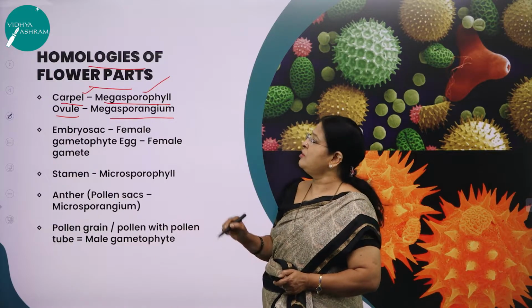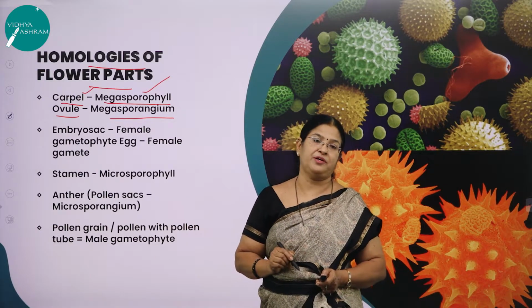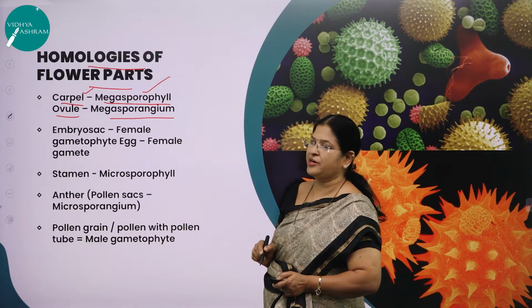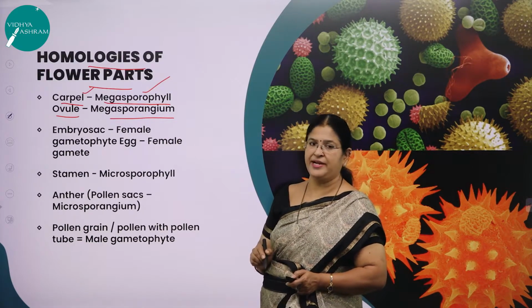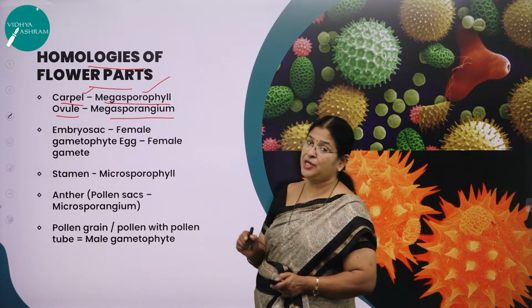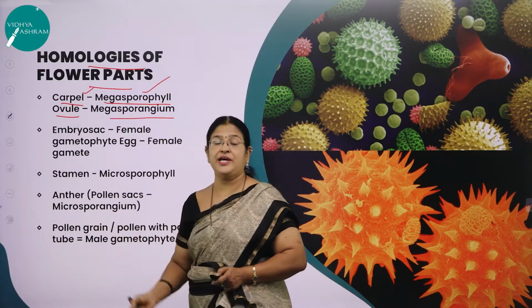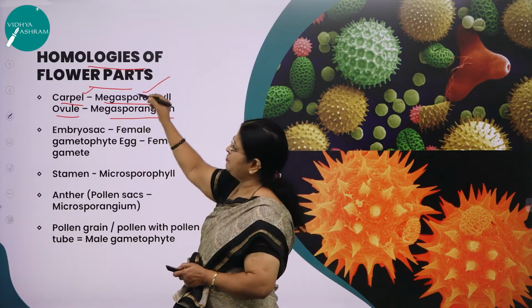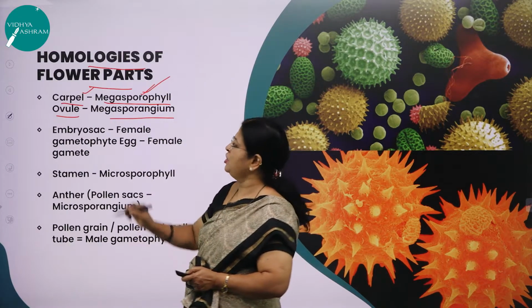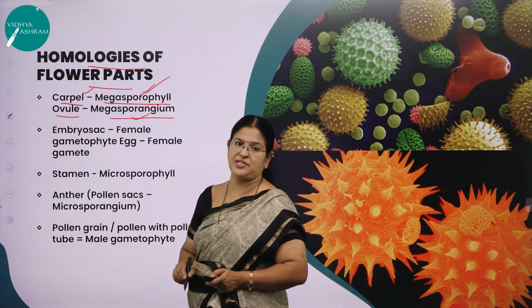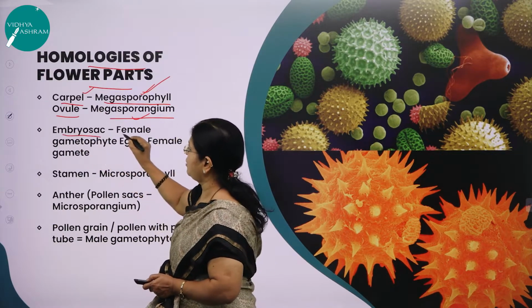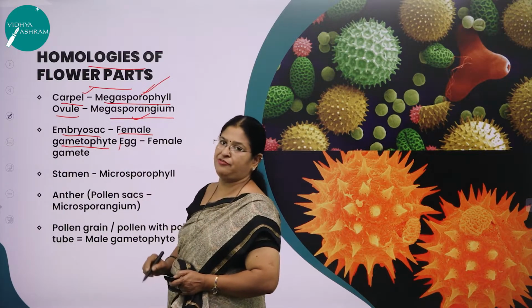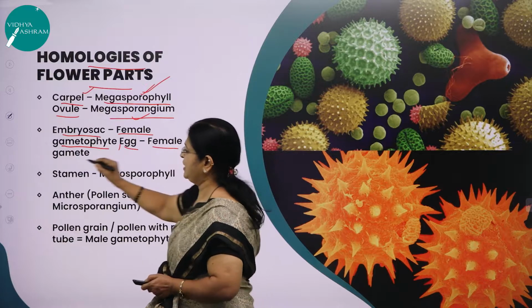These homologies of the flower parts are very important for you all to understand all the concepts of this chapter called sexual reproduction in flowering plants, right? Carpel is what? Carpel is the unit of gynoecium. What is gynoecium? Gynoecium is the female reproductive structure of a flower. So carpel is otherwise called megasporophyll. Ovule is otherwise called megasporangium. Then embryo sac is called female gametophyte. So embryo sac is called female gametophyte and the egg is called female gamete.